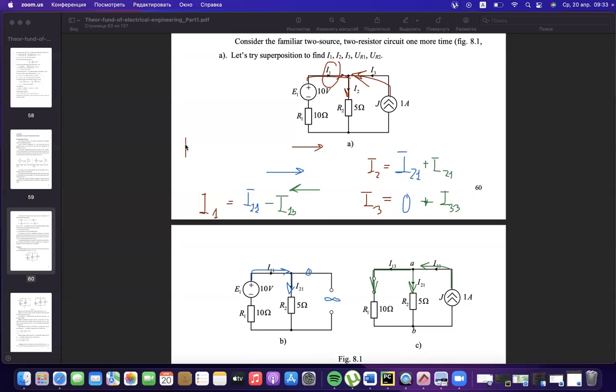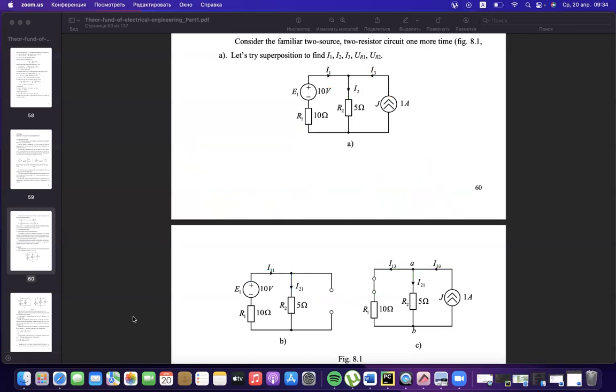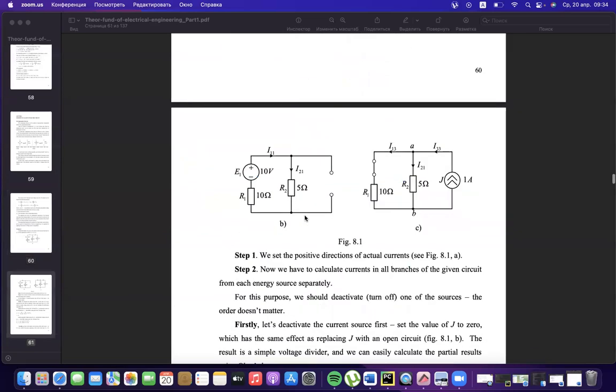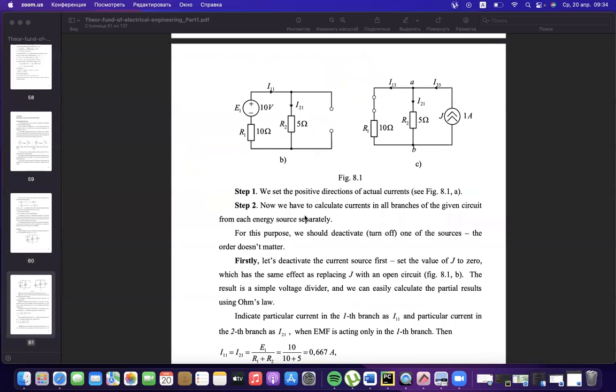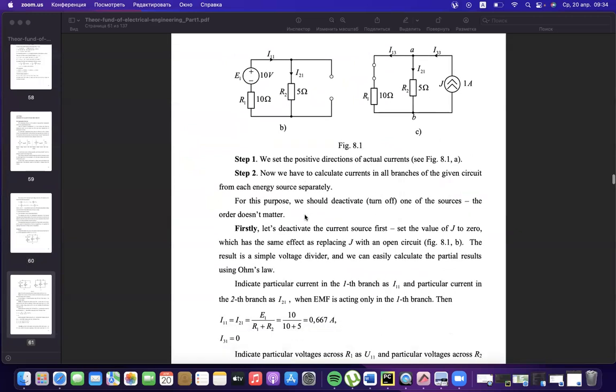Just what I want to mention, that we should be attentive to the direction of partial circles, because sometimes it could be minus depending on how it compares with the initial mathematical model, the initial general case. But after we divide into 2 circles, we just calculate them separately.